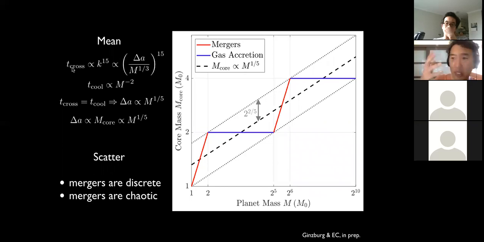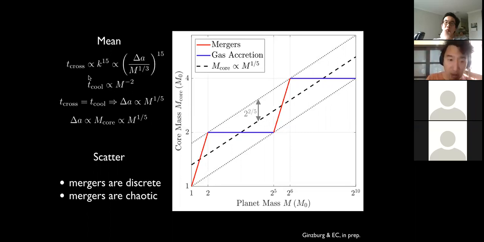which is set by the crossing time scale, right? And which is this crazy, super steep power of the separation, right? K is the separation measured in mutual Hill radii. So this scales as the separation over the mass to the 1/3 power, to some crazy power like 15. You set these two equal to one another because you say that mergers and gas accretion are happening at the same time over the same time scale. The mass doubling time scale is set by both.